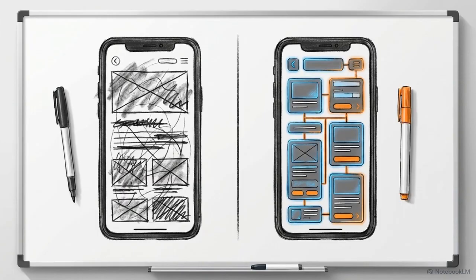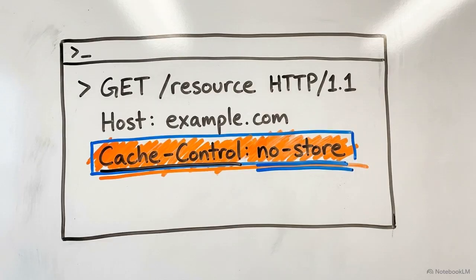To prevent users from seeing stale versions of the site after an update, we use a strict Cache-Control no-store header. This ensures that mobile apps always fetch the most recent code bundle from the server.